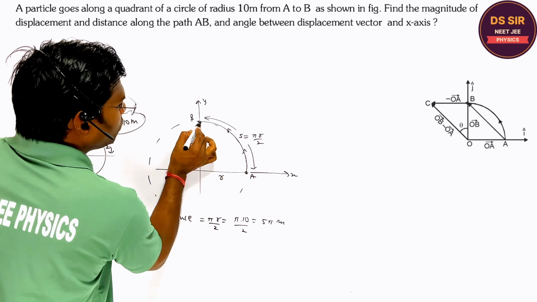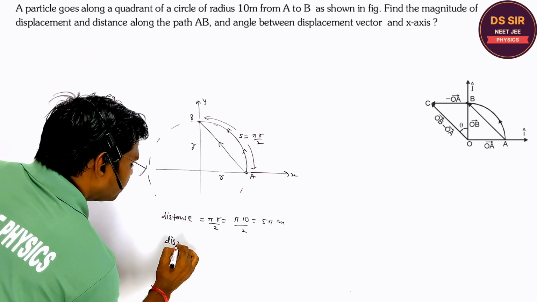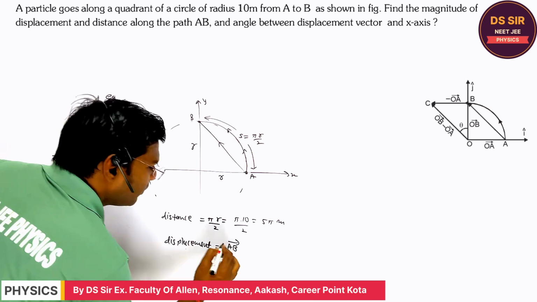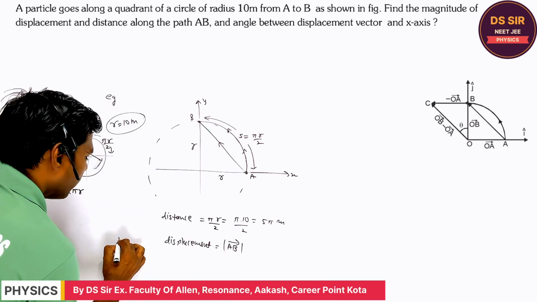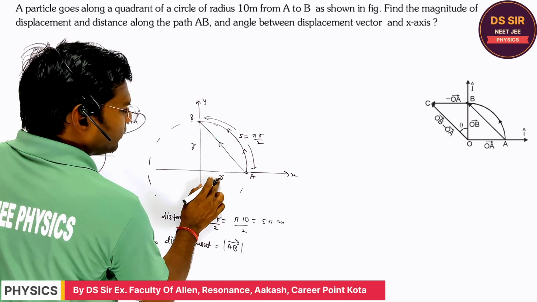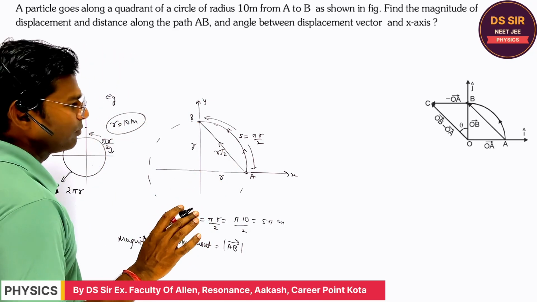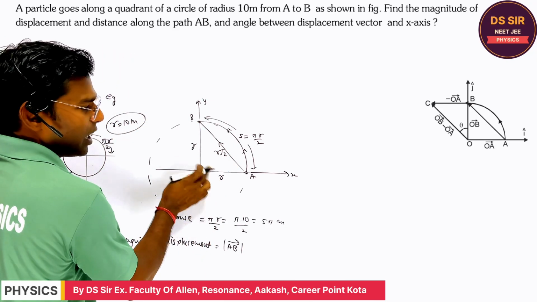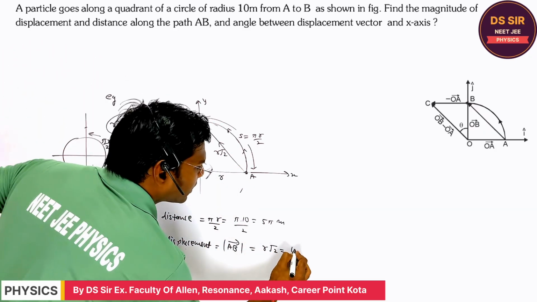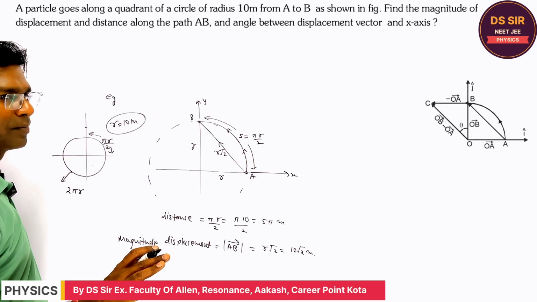The line joining initial to final position vector. The displacement vector is nothing but AB, but we have to find the magnitude, right? So how to find the magnitude? If this is r, this is r, it will be r root 2. Can I write it directly? This is r, it is the hypotenuse. r root 2 is the displacement. What is r? Say 10 root 2 meter is the displacement. Is it clear or not, you tell?